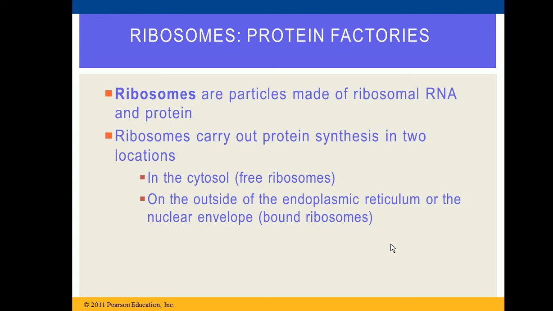Okay, moving on after the nucleus, let's talk about ribosomes. You know what ribosomes are? They're protein factories. On the ribosomes, proteins are made, and we have already talked about how ribosomes are made of rRNA and proteins. And these ribosomes can be at two locations. They can be sitting freely in the cytoplasm. Those ribosomes are called free ribosomes.